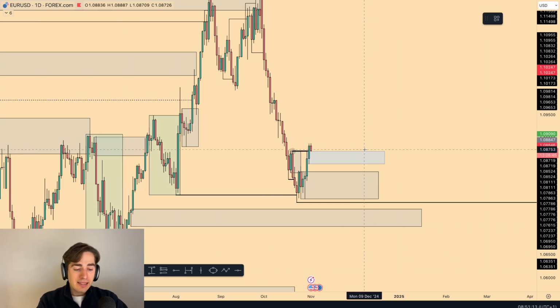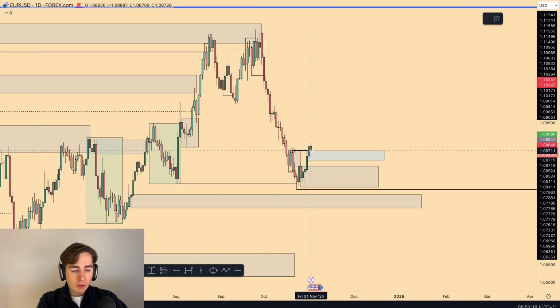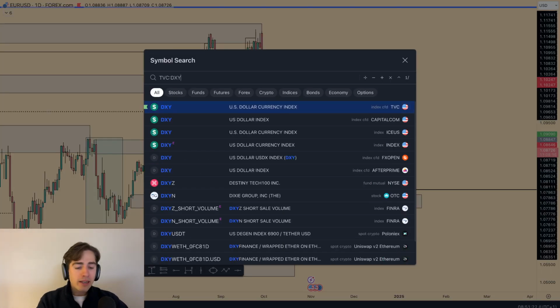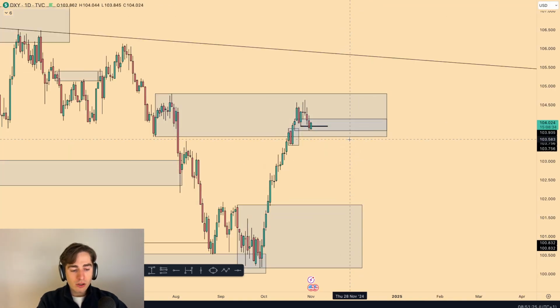Obviously, there is NFP today, which is going to cause a massive move within the market. But let's see and keep our eyes on both of these two demand zones, as for now they do look good. Now going into the dollar index, the dollar index has started obviously to pull back.